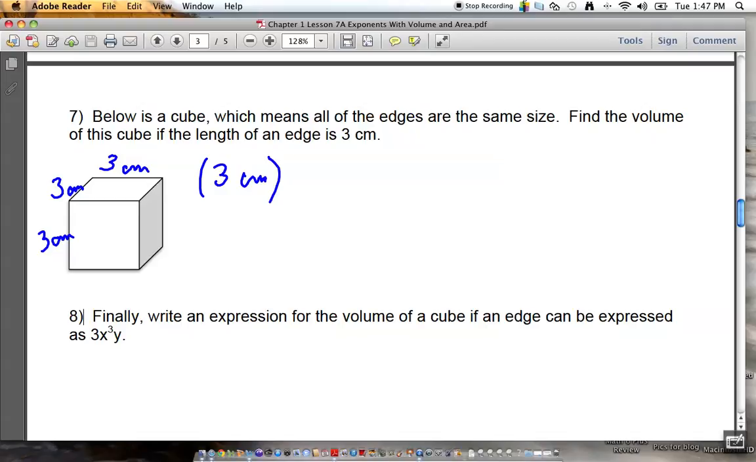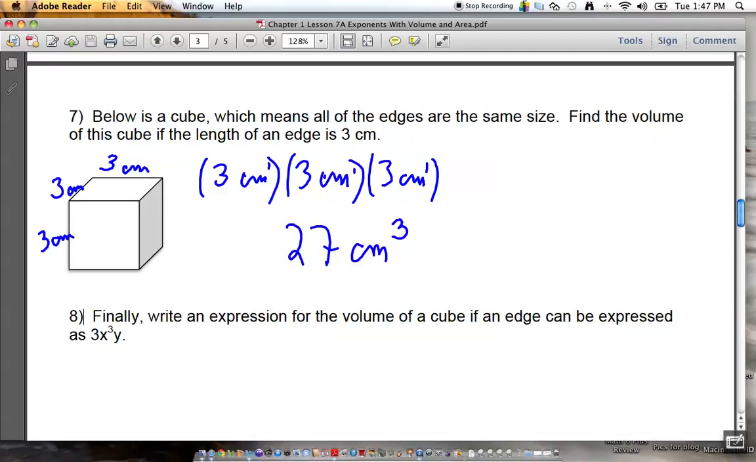3 centimeters times 3 centimeters times 3 centimeters. Now, they both agreed that 3 times 3 times 3 was 27, so I'm pretty sure it's going to be 27. But remember, centimeters to the first, centimeters to the first, centimeters to the first, is centimeters to the third. And what do we call it to the third power? Cube, because what shape do we make? Cube. Excellent. Very, very good.